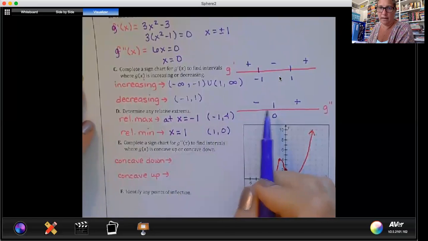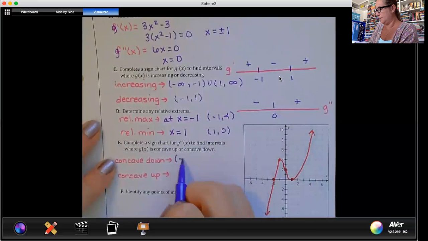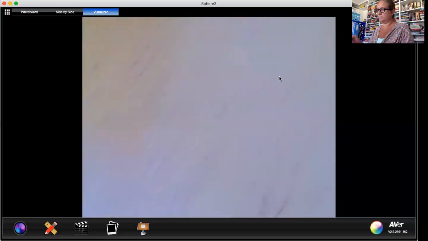Now we're ready to look at the sign chart for g double prime. We are concave down from -infinity to 0 and concave up from 0 to infinity. Point of inflection at 0, 2. So even if you chose to kind of do both, to me, that notebook paper really helps you fill this in quickly.